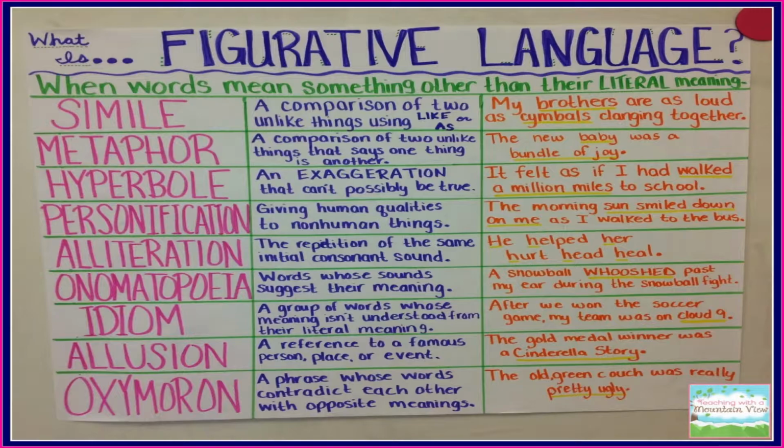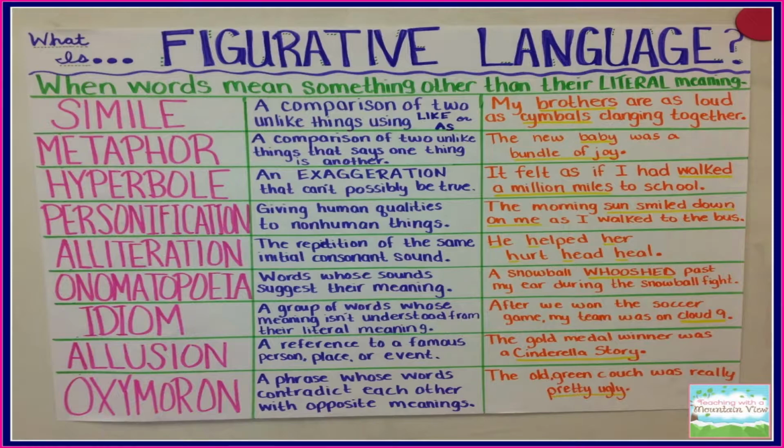So the first one there, simile, is a comparison of two unlike things using like or as. So my brothers are as loud as cymbals clanging together. We can picture cymbals and what cymbals sound like. So we imagine those noisy cymbals. We imagine those brothers sound very, very noisy.